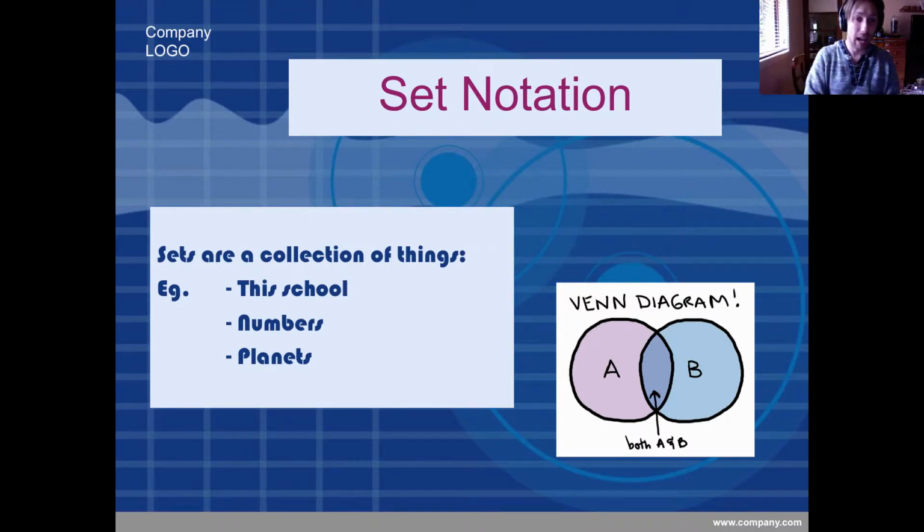So let's first have a look at what set notation actually is. Sets are a collection of things. These can be schools, numbers, planets, anything that you can collect in a set. For example, I used to collect Tazos and Pokemon cards. That is a set. And we can show sets like this as well, with Venn diagrams. There are a number of other ways to show sets, which you will see throughout this topic and also throughout probability.